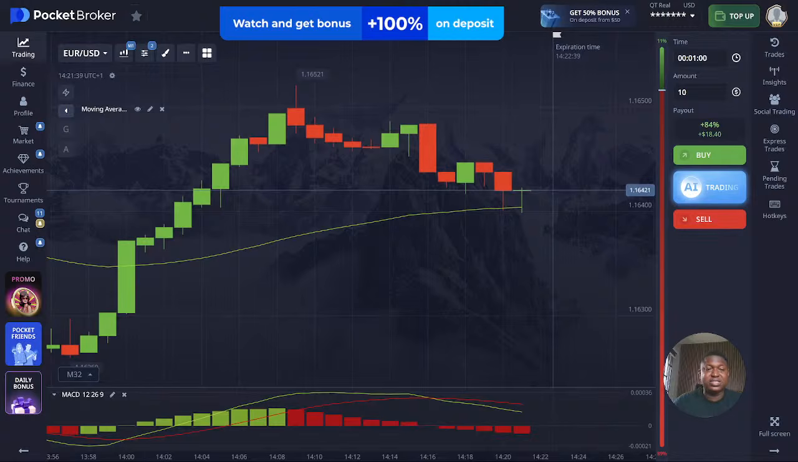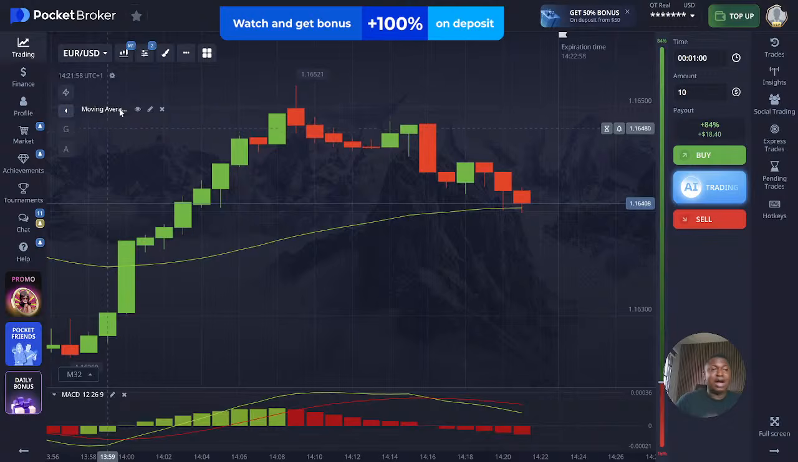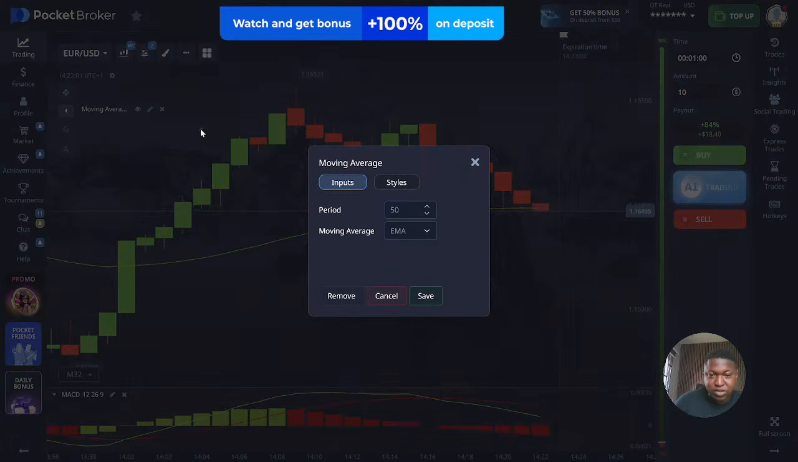Now, today we are trading with the EMA, which is the exponential moving average, and the MACD, the moving average convergence divergence, which shows momentum. That's what I'm trading with right now. I said for you to trade with these two strategies, you have to select the moving average indicator, change it to 50, set the period to 50, set the moving average type to EMA, and save it.